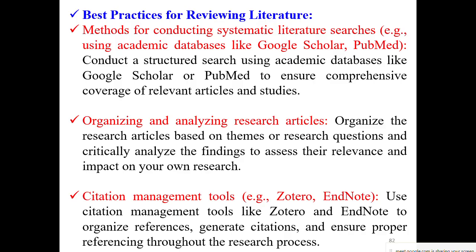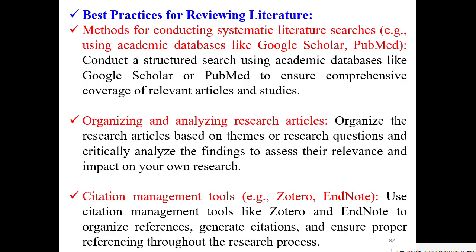So, best practices for literature. We have methods for conducting systematic literature searches, using academic databases like Google Scholar, PubMed, ResearchGate, etc. Conduct a structured search using academic databases like Google Scholar, ResearchGate or PubMed to ensure comprehensive coverage of relevant articles and studies.